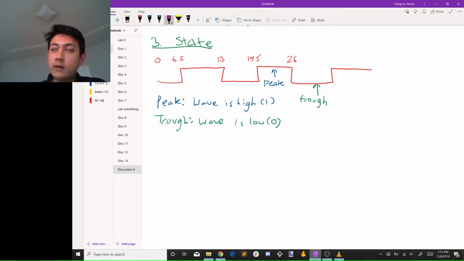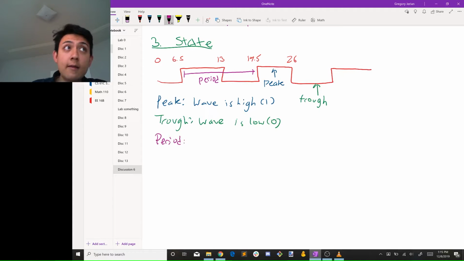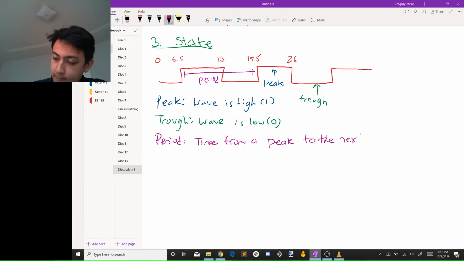And we have something called a period. So this is a period right here. So what is a period? It's the time from a peak to the next peak. Alternatively, it's the time from a trough to the next trough, but those mean the same thing.